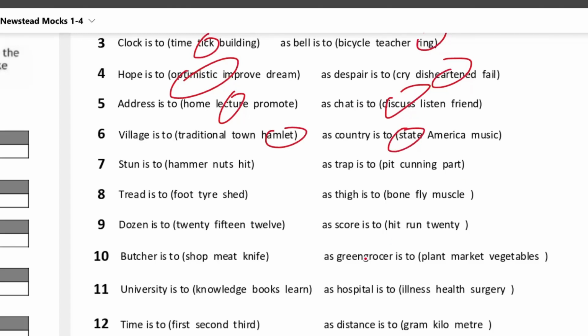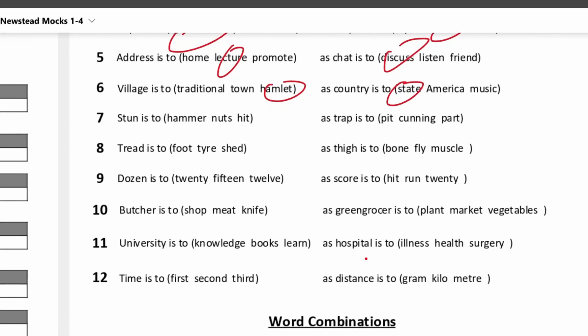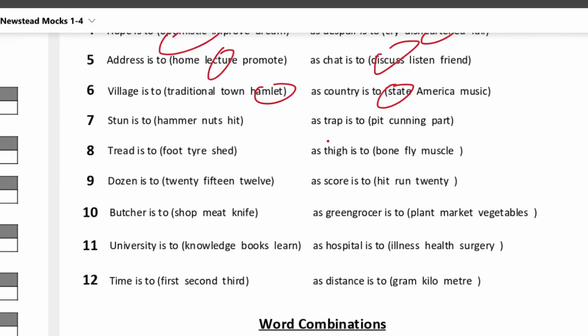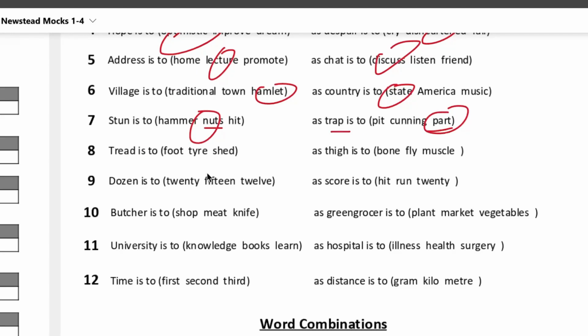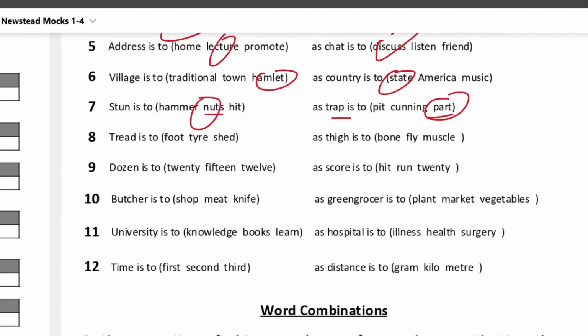Question number 7, we have stun is to something, just as trap is to something. And I can see here that the opposite of stun is nuts, just like the opposite of trap is part. So in each case, they are palindromes, and we have their backwards words in the set of words. Question number 8, tread is to something, just like thigh is to something.